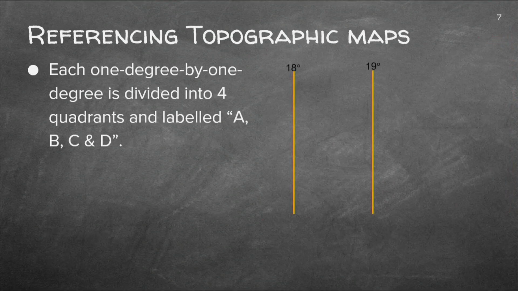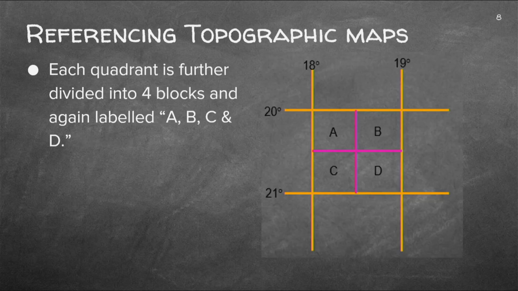Each 1 degree by 1 degree block is divided into 4 quadrants, and these quadrants are labeled A, B, C, and D. Now, these 4 quadrants are further subdivided each into 4 blocks again. And so A, B, C, and D each will then have 4 quadrants each. So A then gets another A, B, C, and D.